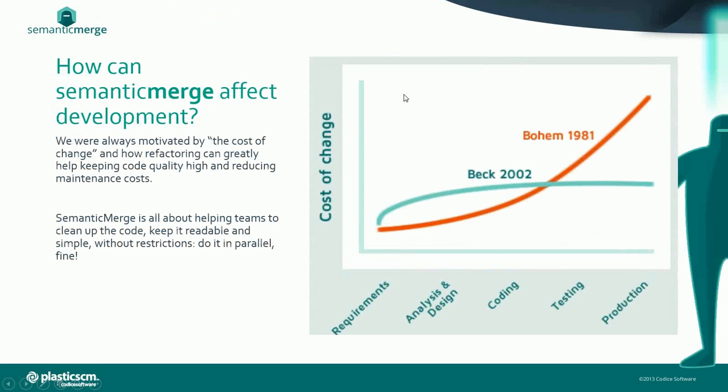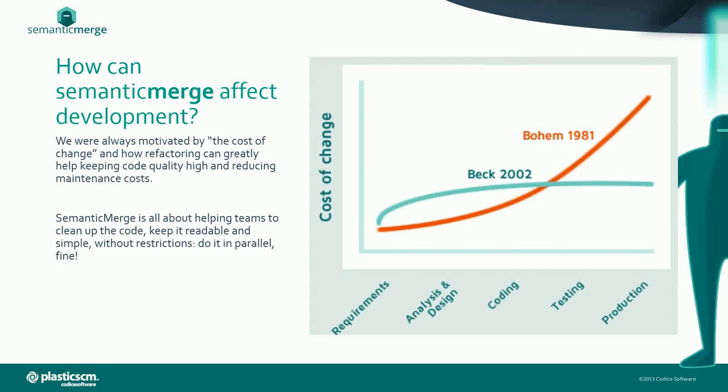Okay, let's go next. So how do we think Semantic Merge can actually help in development? Well, the point is the following. We were always motivated by this graphic you have here on the right. This is basically the very famous evolution of the cost of making a change in a software project. Barry Boehm, back in 1981, said, well, the later you make the change in the life cycle, the more it's going to cost you, right? And this is basically a rule of thumb we have followed for decades, right?